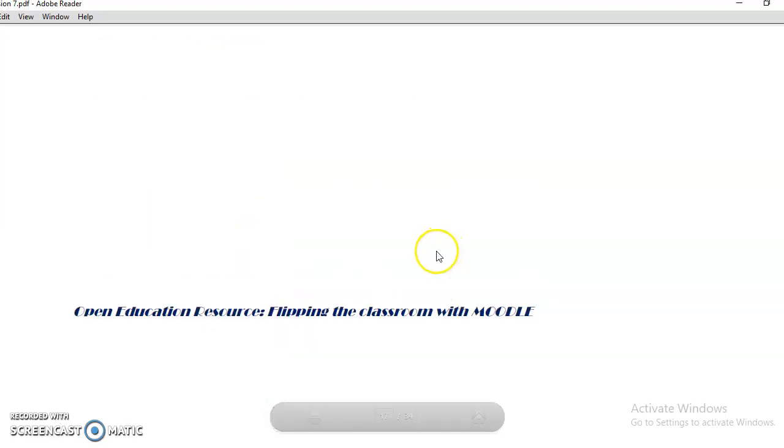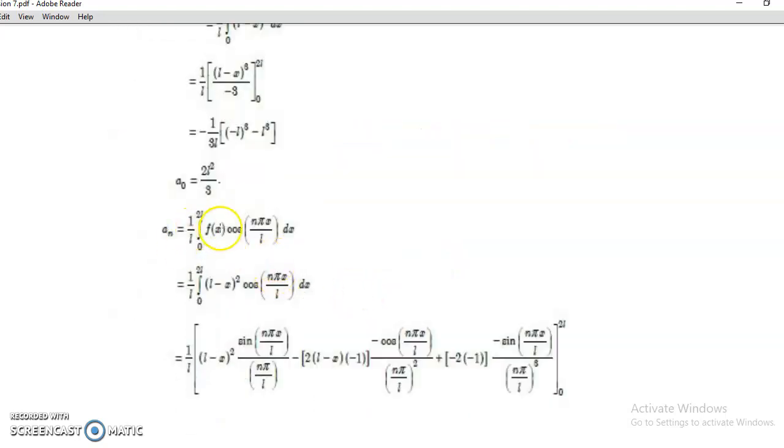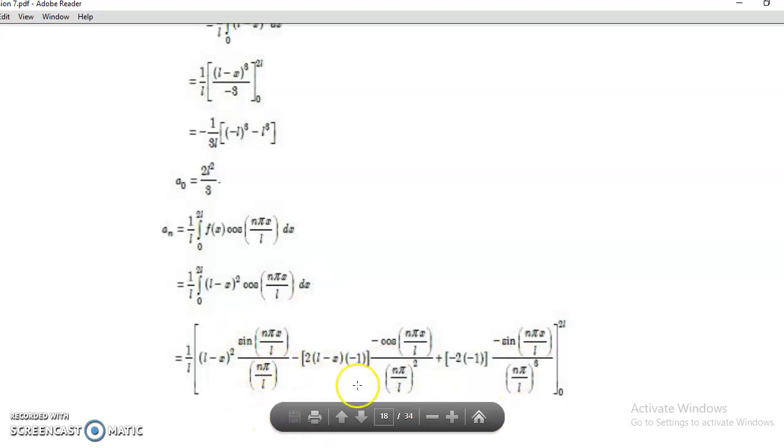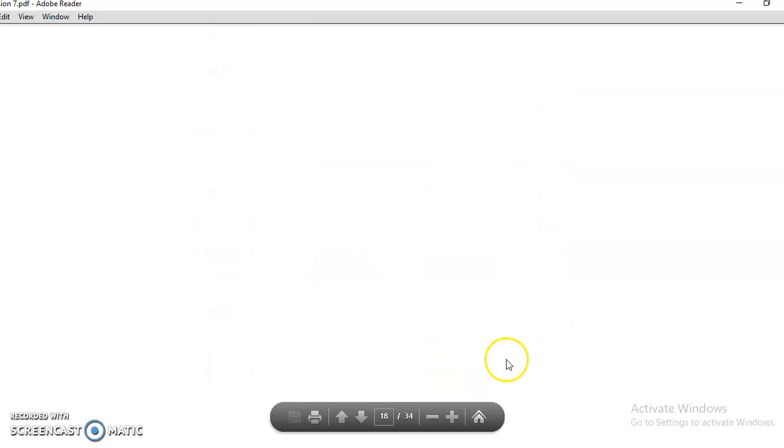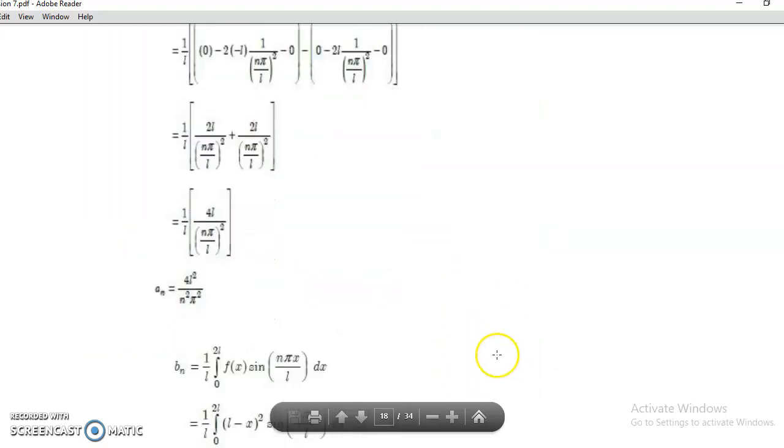So now the an formula is here: f of x cos n pi x by l dx. Again, substitute f of x here. It is an algebraic function multiplied by a trigonometric ratio, so use Bernoulli's formula, uv minus u dash v1 and so on. The range is 0 to 2l. After applying the limit, you will get the format like this: 4l square by n square pi square.